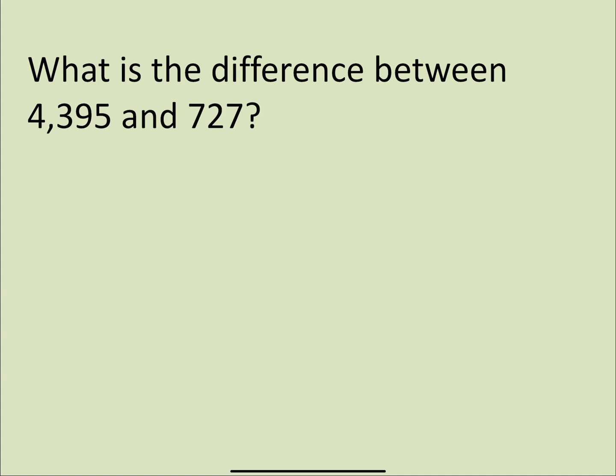So let's go over some ways of subtraction and just basic practice. It says, what is the difference between 4,395 and 727? We're going to start with 4,395, and we are going to subtract 727. We have to make sure that we line up all of our digits. The ones place is lined up, the tens place is lined up, and the hundreds place is lined up. It's real important. And we start with the ones place.